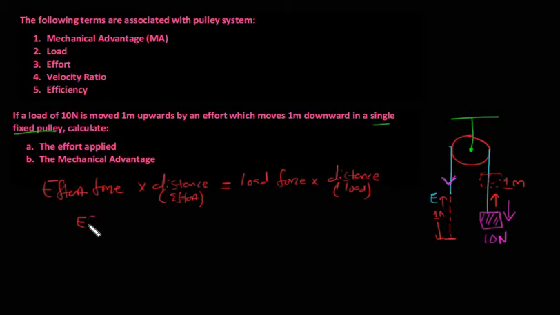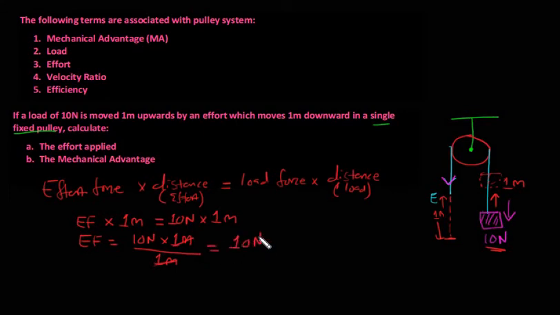So in short, we say EF multiplied by distance moved, which is 1 meter, is equal to load force, which is given here as 10 Newton, multiplied by distance moved by load, which is 1 meter. So effort force is equal to 10 Newton times 1 meter divided by 1 meter. This and this will cancel out and we'll get 10 Newton. Hence the effort force is equal to 10 Newton. This is part A.